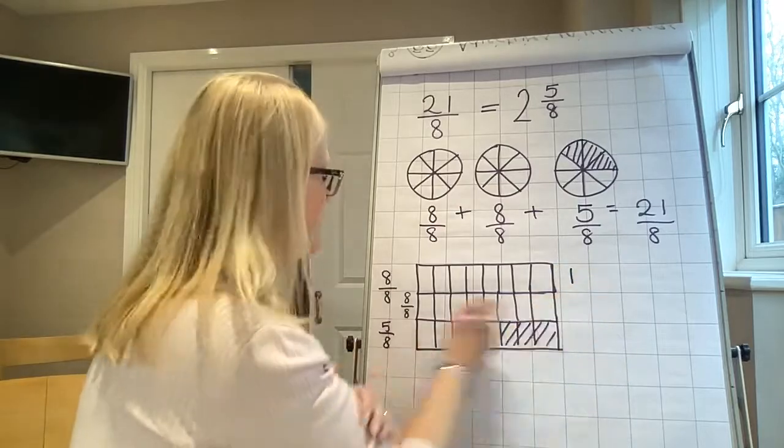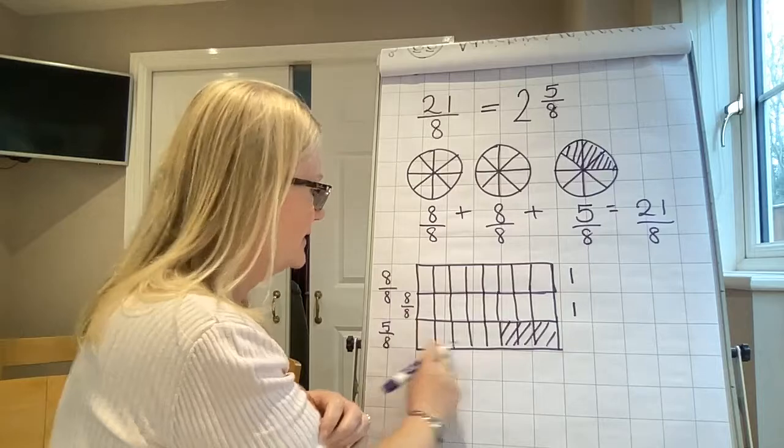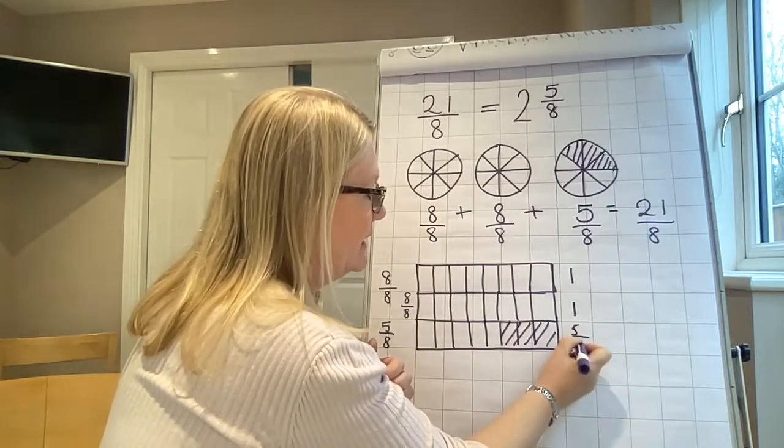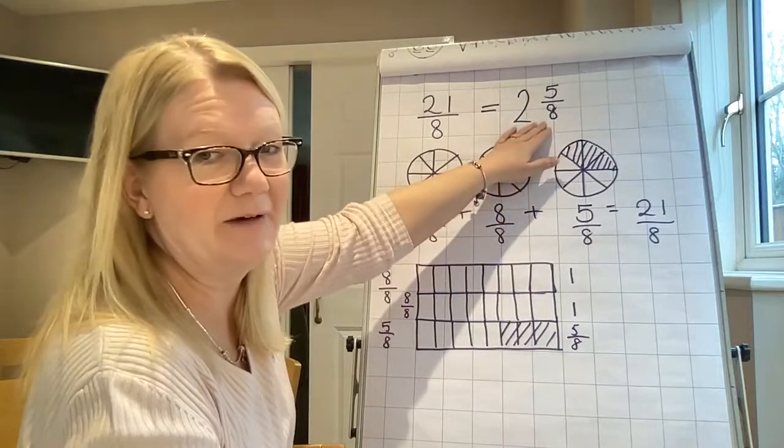So I've got 1 whole, which is 8 eighths, another whole, which is another 8 eighths, and I've got 5 eighths. So again, we've shown it's 2 and 5 eighths.